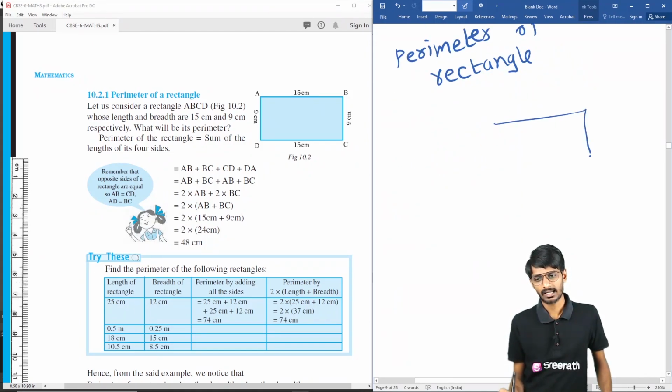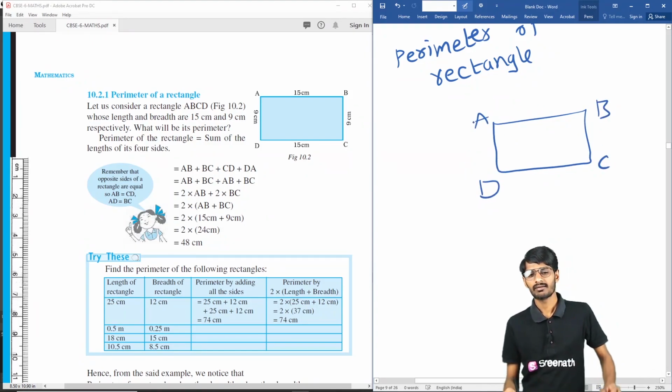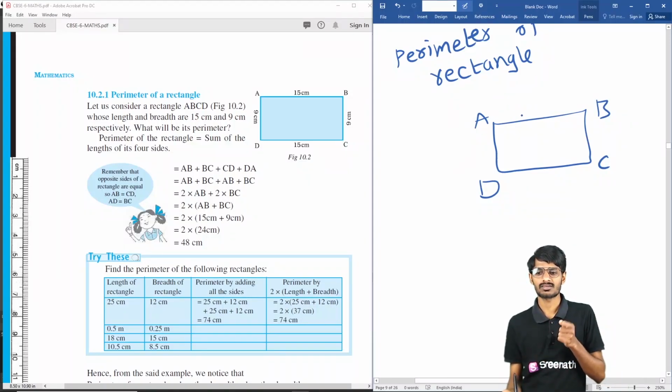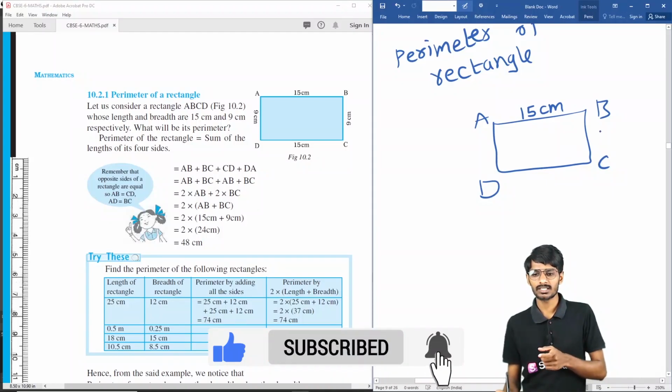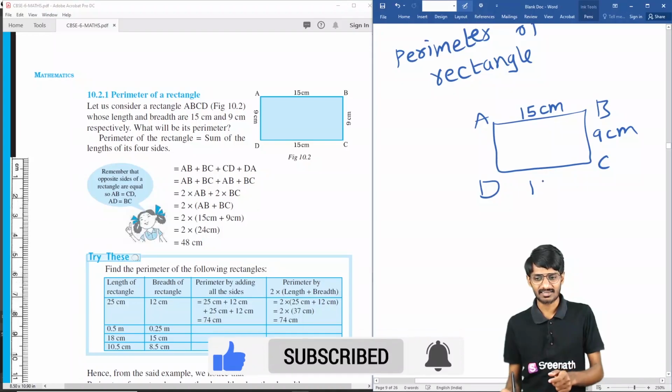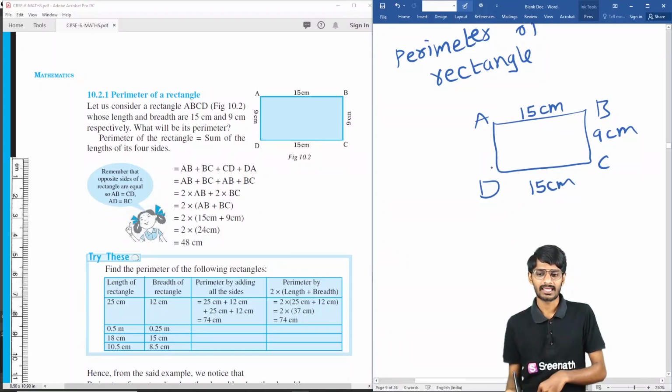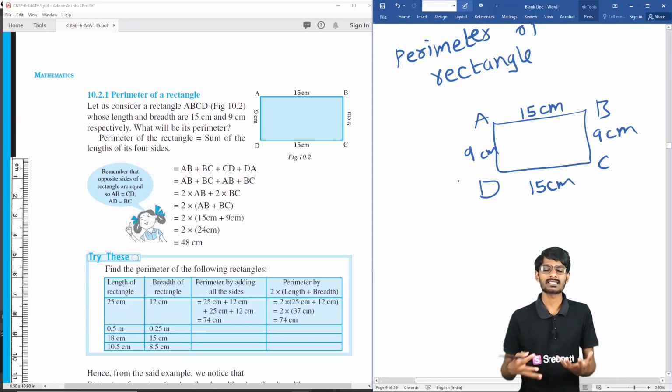So it is a rectangle like this. The rectangle name is ABCD. From A to B, the distance or the length of this side is 15 centimeters. B to C is 9 centimeters. From C to D it is 15 centimeters. And again D to A it is 9 centimeters. So now, what is the perimeter?